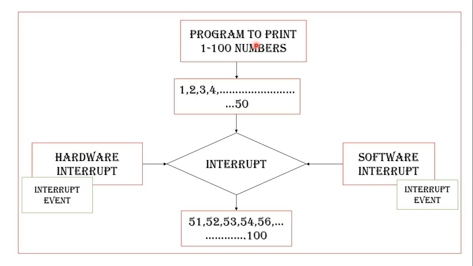If you see here, a program of microprocessor to print 1 to 100 numbers. After printing some 50 numbers, an interrupt occurs from the hardware side or from the software side. Then the microprocessor moves to that interrupt event, and after finishing that interrupt event, the microprocessor returns back to its previously stopped position, and again it starts printing numbers.